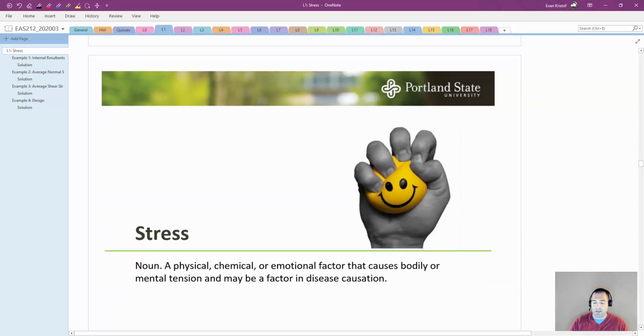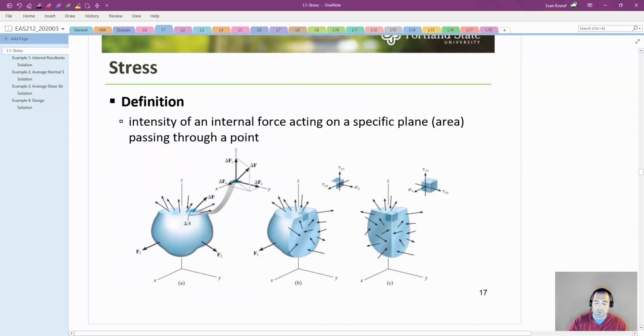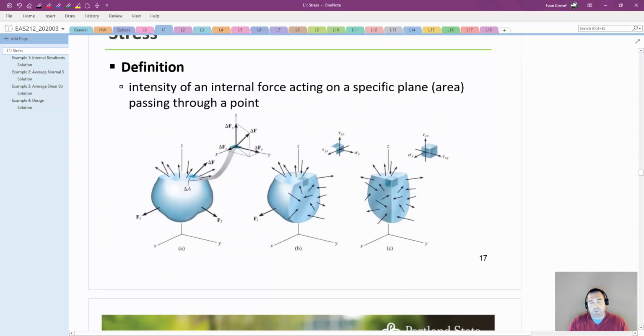Let's go ahead and talk about stress. So the textbook definition is the intensity of an internal force acting on a specific area passing through a point. I think the big takeaway here is that stress is specific to one location on an area.